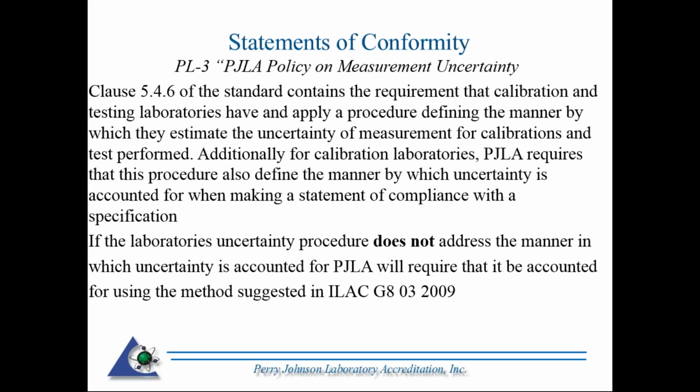And PL3 goes on: if the laboratory uncertainty procedure, and I highlight this, does not address the manner in which uncertainty is accounted for, PJLA will require that it be accounted for using the methods suggested in ILAC G8, a guidance document currently still at the 2009 revision level. One thing I want to stress is that this is not required. It says only if the laboratory uncertainty procedure does not address how measurement uncertainty is taken into account, then the requirement specified here in PL3 would need to be adhered to.